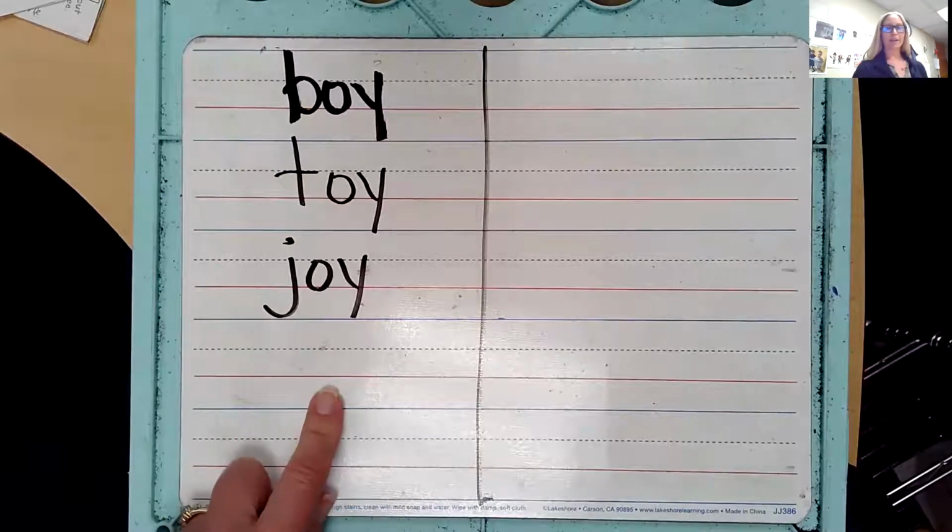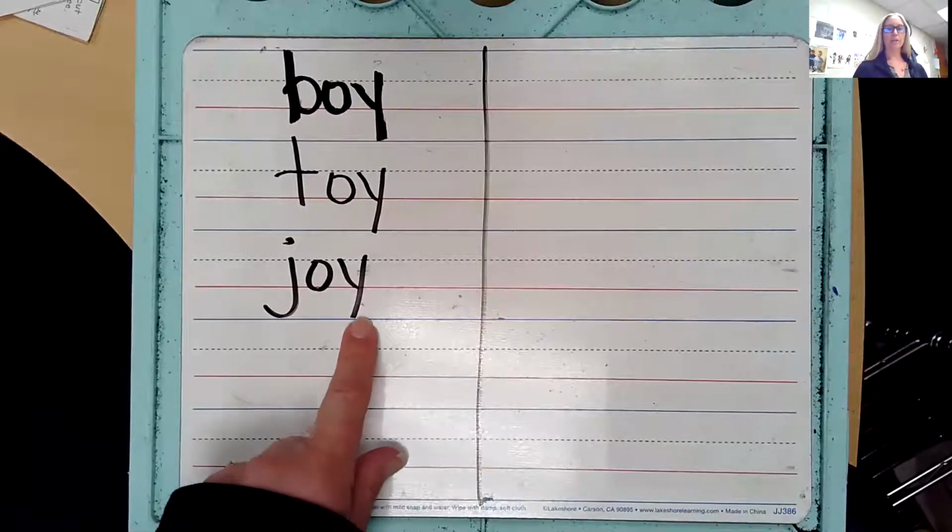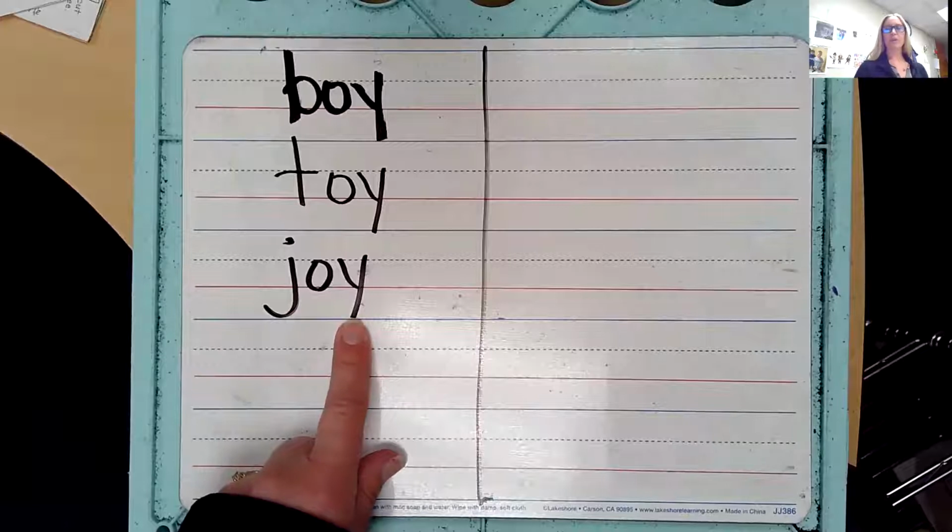All right, we're going to get a little trickier. Listen to your clues for the next word. Drop one letter and then add two letters, and you're going to spell the word join. Listen again. Drop one letter, then you're going to add two letters to spell the word join.